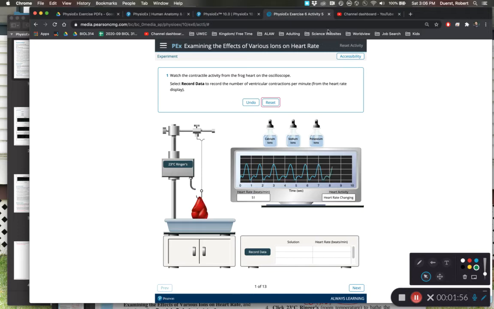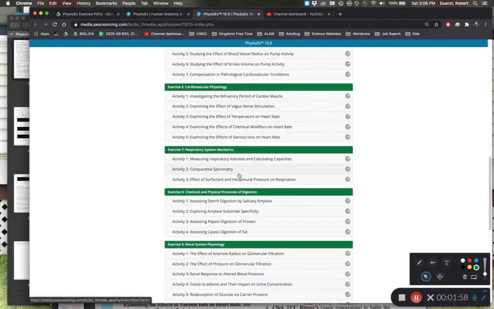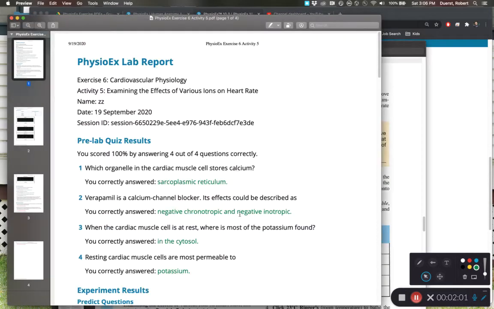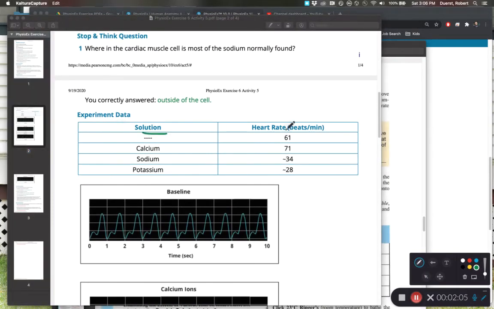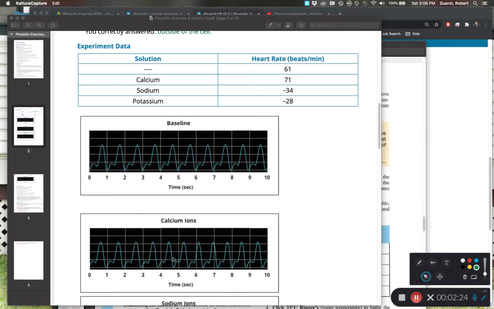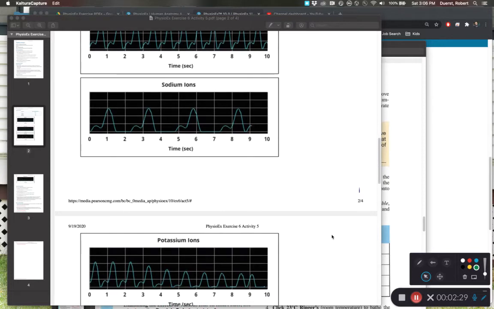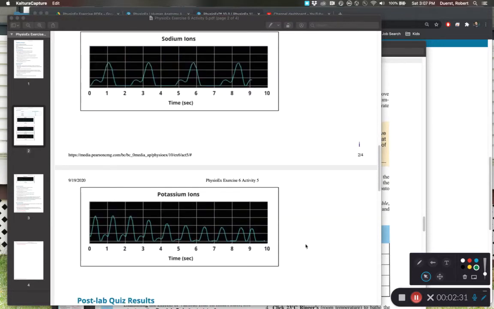And when you were all done recording those changes in the heart rate, you ended up with this data table right here. And what we found from our baseline of 61 beats per minute, calcium elevated the heart rate, sodium lowered the heart rate, and potassium really lowered the heart rate. So we found that calcium ions increased the heart rate, and sodium ions decreased it, and then the addition of potassium ions decreased it significantly.